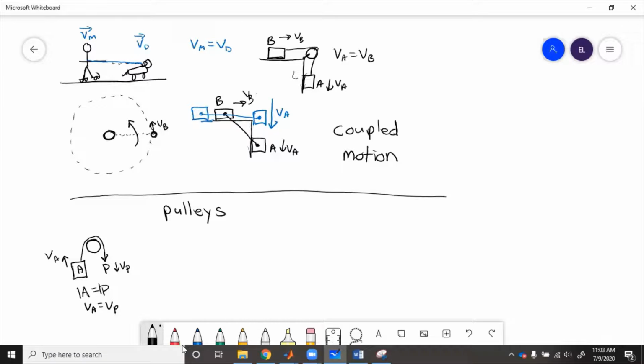So let's look at another one. So let's say here's a block hanging here. Call it M for mass, and it's connected to a pulley. And then there's another pulley hanging from the ceiling. And here's the rope. Comes down. And then somebody is pulling on it here.